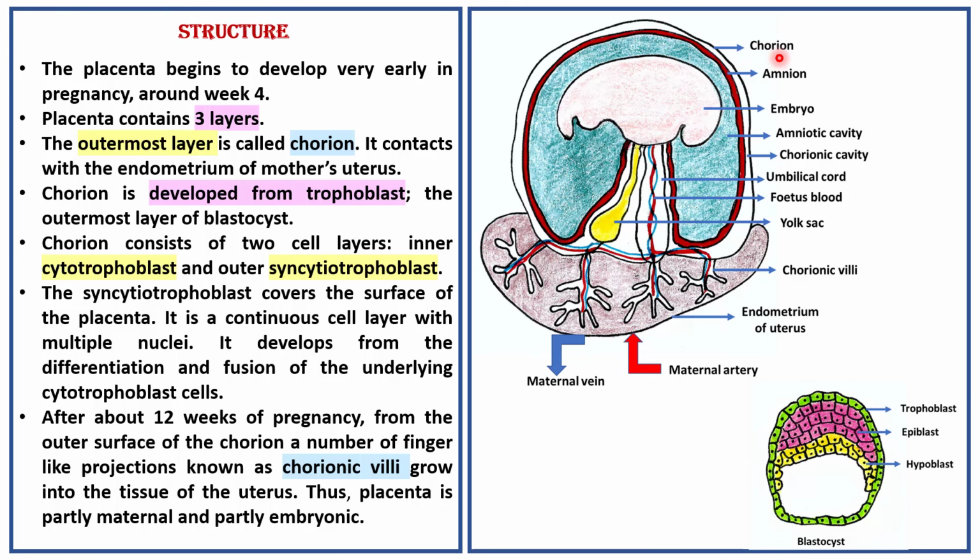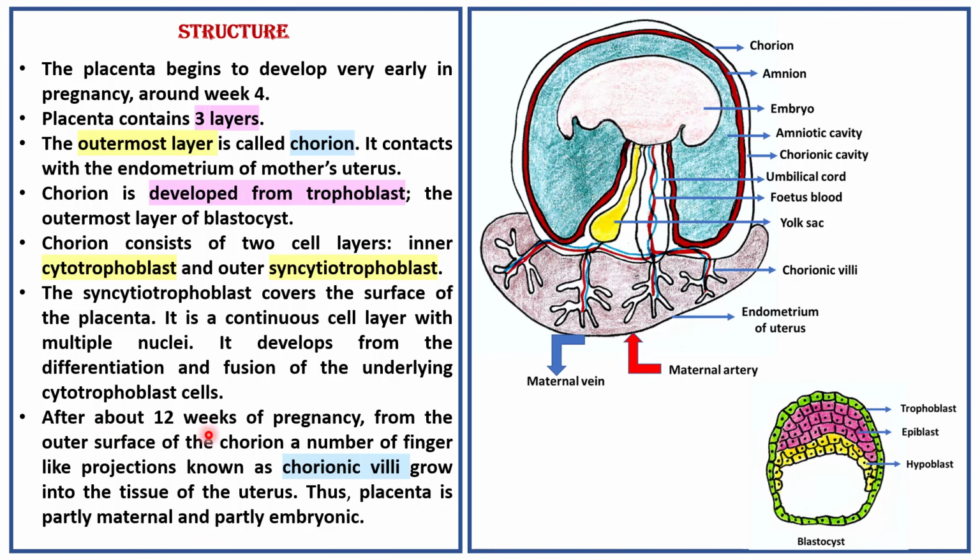Chorion consists of 2 cell layers, inner cytotrophoblast and outer syncytiotrophoblast. The syncytiotrophoblast covers the surface of the placenta. It is a continuous cell layer with multiple nuclei. It develops from the differentiation and fusion of the underlying cytotrophoblast cells.